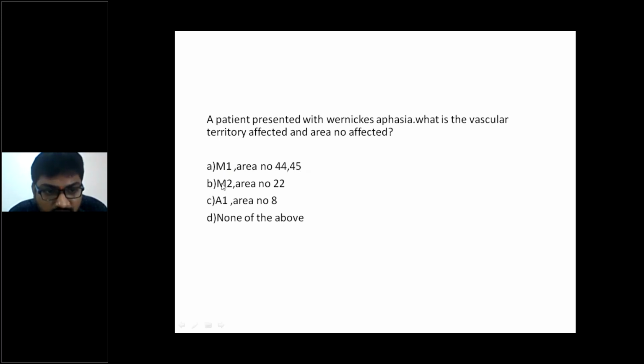This is on the basis of Broca's aphasia, and this M2 area number 22 is Wernicke's aphasia, right? This is sensory aphasia and this is motor aphasia. So this is supplied by M1 division, this is supplied by M2 division. Okay, very good, fine. None of the above is the option eliminated, definitely.